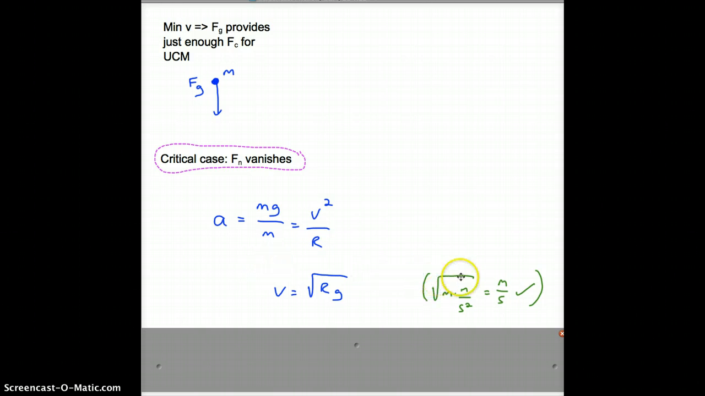Do the units check? Let's see. The square root of meters times meters per second squared is meters per second. That is a velocity. So we're good. We did it.